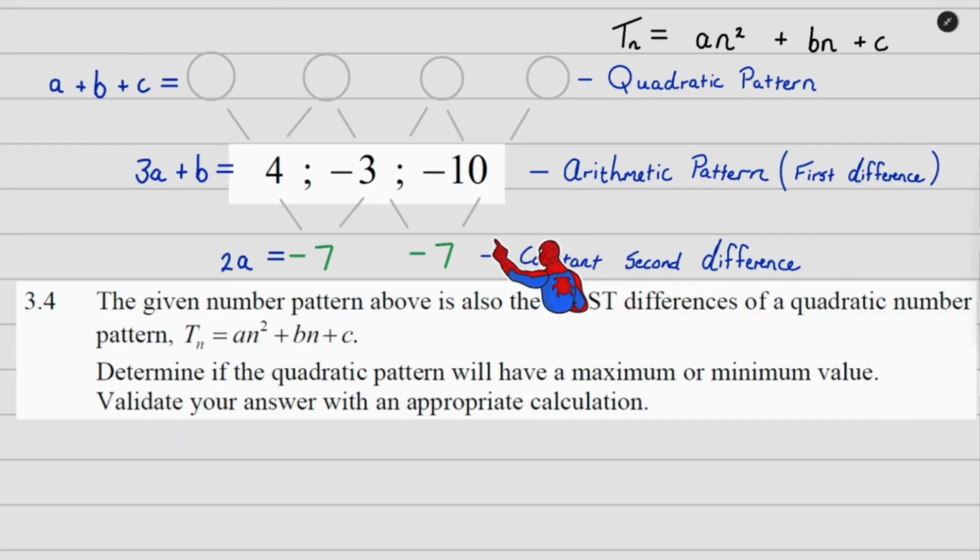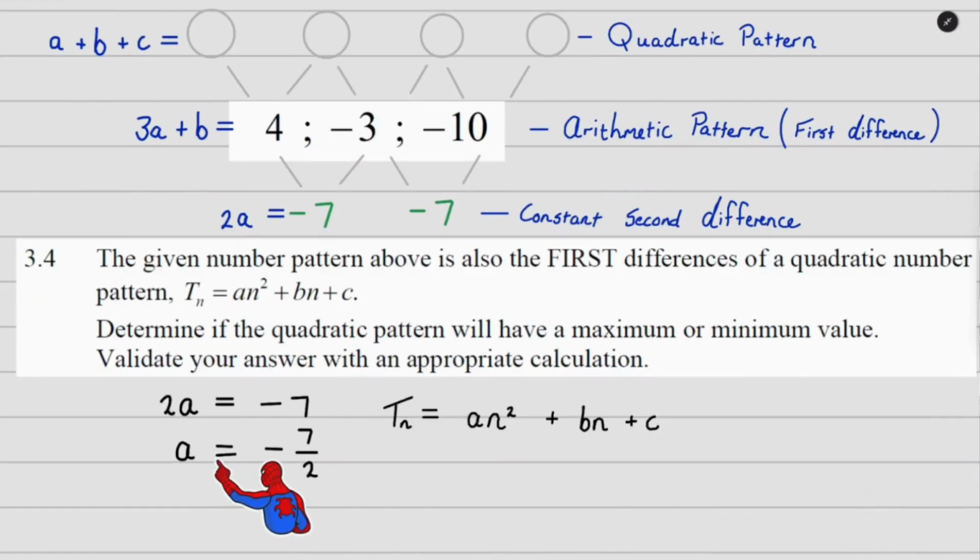So where it fits in the quadratic pattern is in this middle line. It's the arithmetic pattern, or the first differences. And we're actually going to find out a to find out whether we have a happy or sad face parabola. So I just grab this equation here, 2a equals minus 7, divide both sides by 2, and I get minus 7 over 2. And then if I had to put this a into the general term of my quadratic pattern, it would look like this.